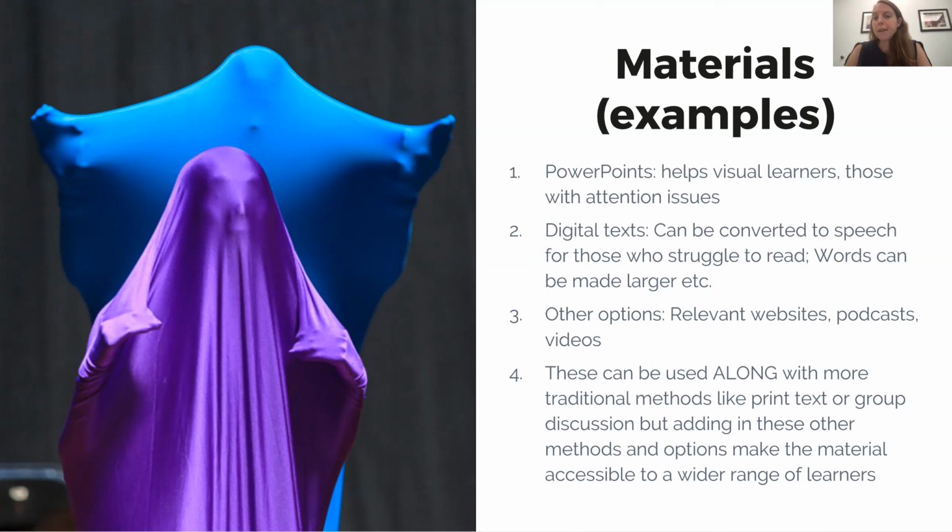Another example might be someone could choose to listen to a book on Audible if that is how they process better than reading the book. Thinking about relevant websites, podcasts, videos. So again, incorporating different forms of media and technology. And these can all be used along with more traditional methods like print text or group discussion, but adding in these other methods and options makes the material accessible to a wider range of learners. So giving this broad way of presenting information to capture that diversity in learning styles and neurodiversity.